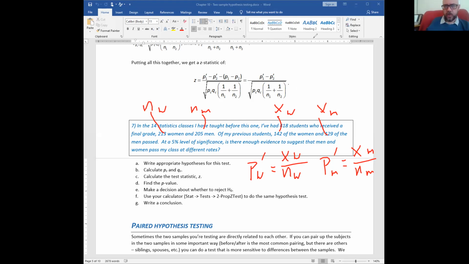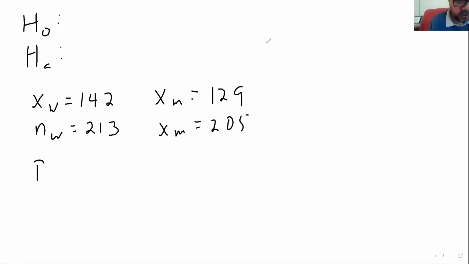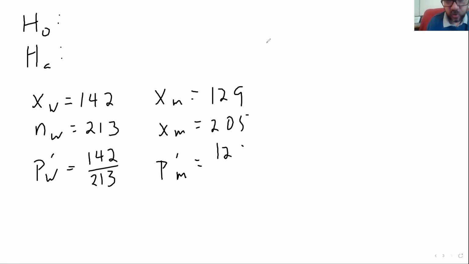So we're going to have some hypotheses. I'll write those in a second. They're pretty simple: null hypothesis, alternative hypothesis. I just want to get all the numbers down while I'm thinking about them. So X sub W was 142 out of N sub W was 213, and X sub M was 129 out of 205. So P prime W is 142 out of 213, which we'll calculate in a second. P prime sub M is 129 out of 205.